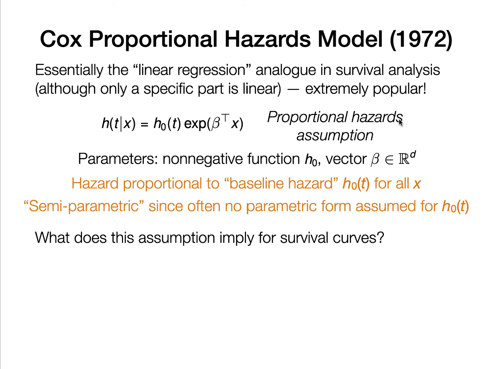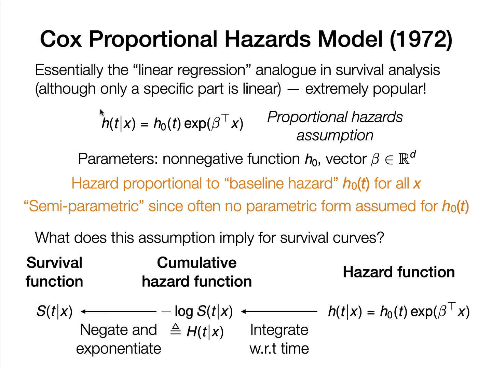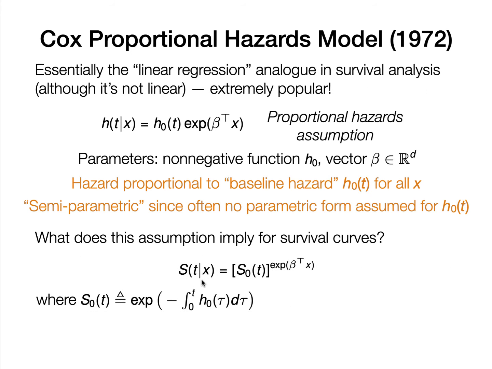Well, what does making this proportional hazards assumption mean in terms of the survival curves? Recall that once we specify the hazard function, we can go backwards and back out the survival function. If you integrate and then negate and exponentiate, you'll find that the survival curves that are possible under a proportional hazards assumption must necessarily be powers of what I am going to call a baseline survival curve, capital S sub 0.